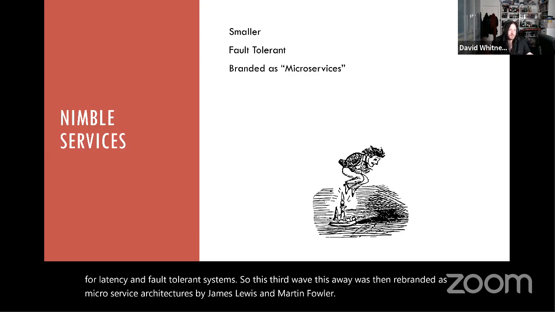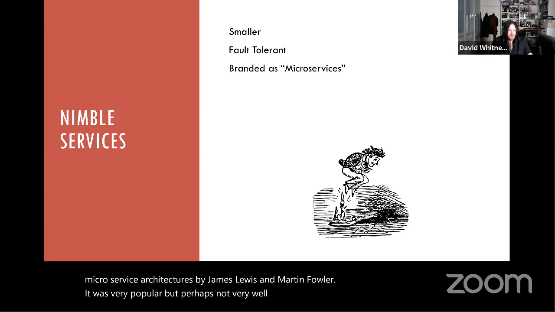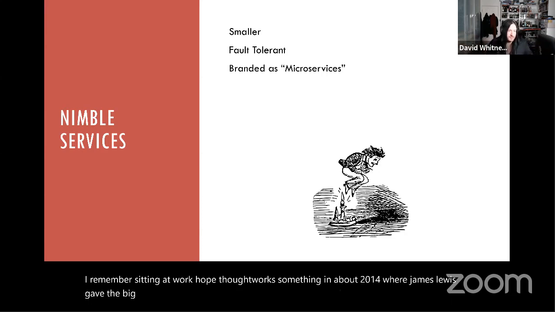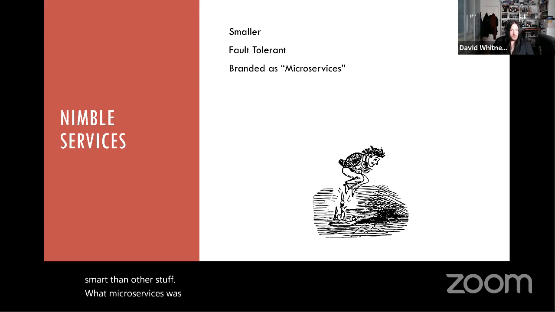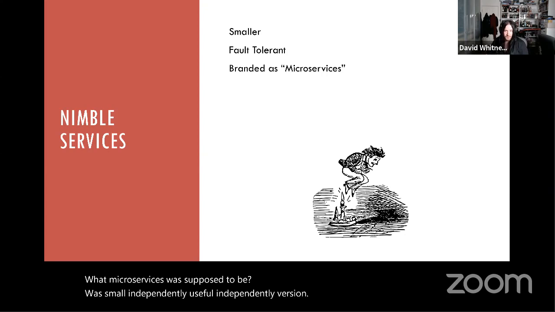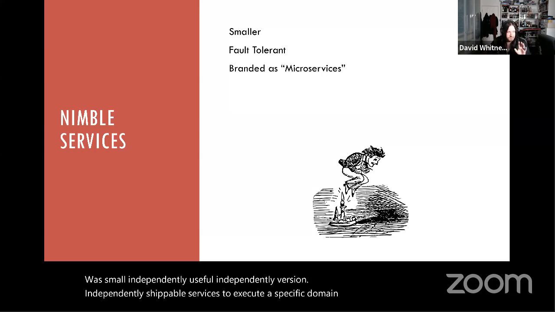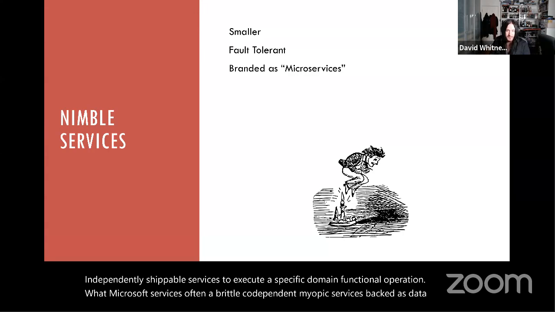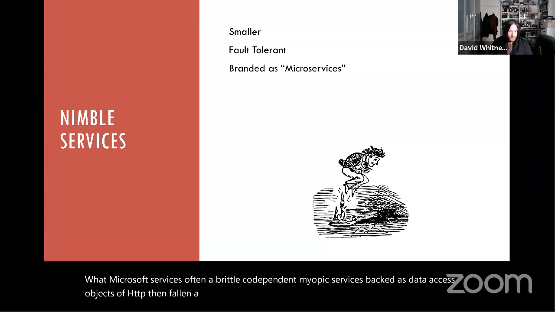It was very popular, but perhaps not very well understood. And I remember sitting at a ThoughtWorks something in about 2014, where James Lewis gave the big microservice talk, and it was really good. These guys are really smart; they know their stuff. So what microservices were supposed to be was small, independently useful, independently versionable, independently shippable services that execute a specific domain function or operation. What microservices often are is brittle, codependent, myopic services that act as data access objects over HTTP, then fall in a domino-like fashion if one of them falls over.